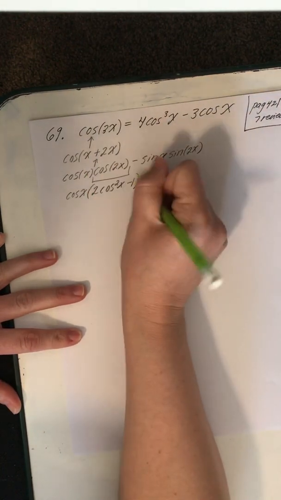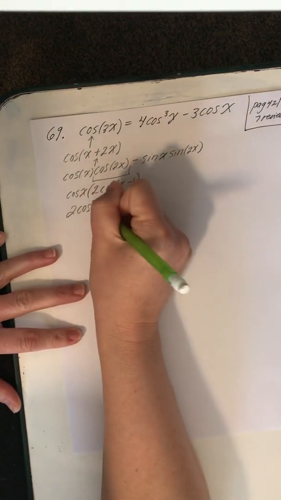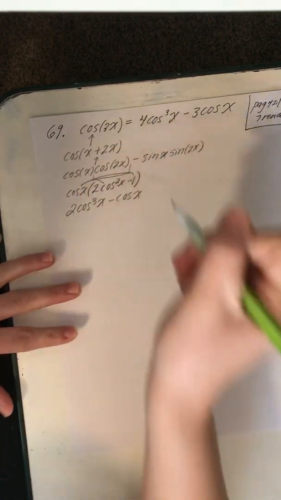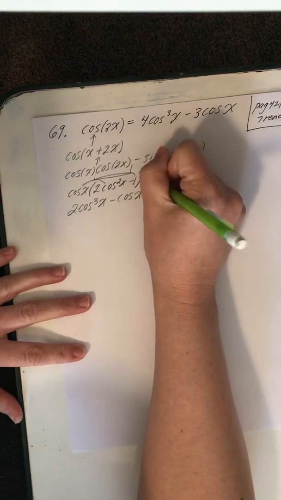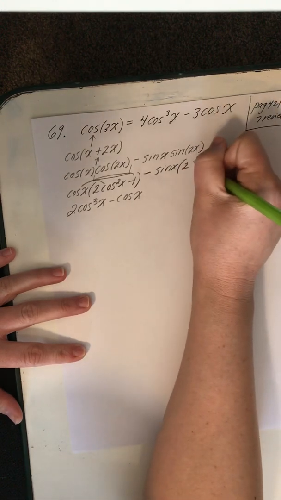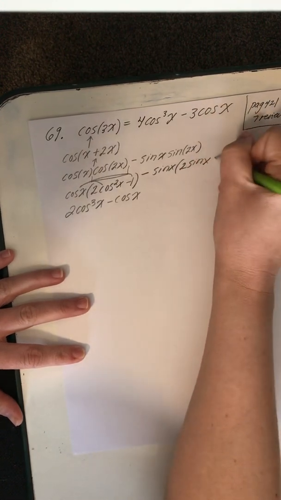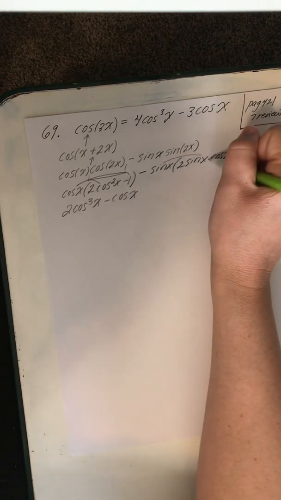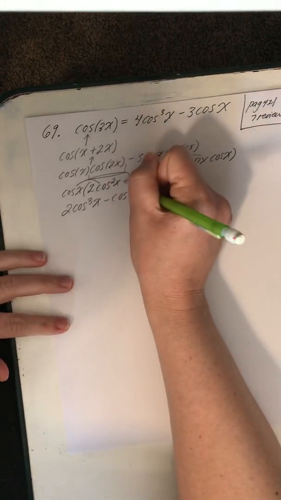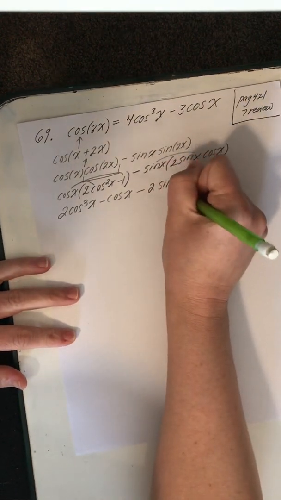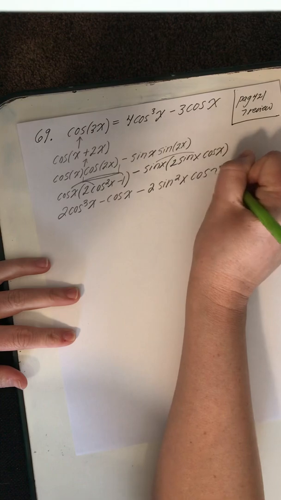So let's distribute that. That would be 2 cosine cubed x minus cosine of x. See, I'm distributing. Then we have a minus sine of x times sine of 2x, which is the same thing as 2 sine x cosine of x. If we distribute this in, remember this isn't a double distribution. This is one term. There's not an addition or subtraction sign like there was here. So it's just minus 2 sine squared x times cosine of x.